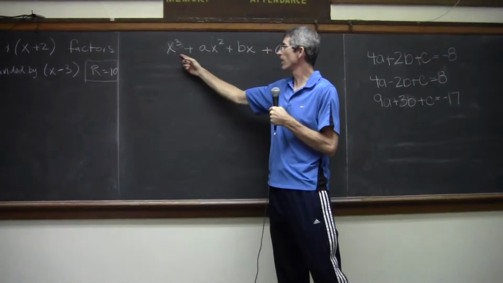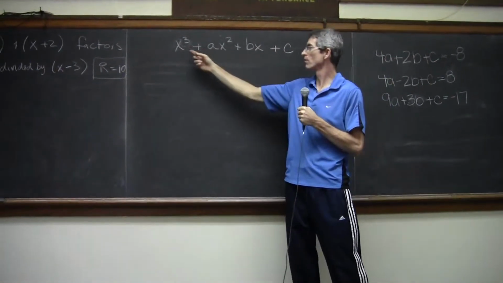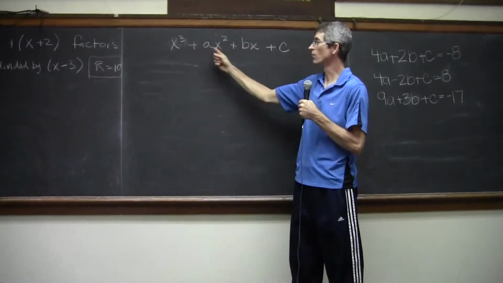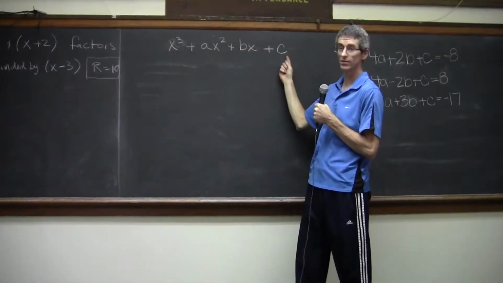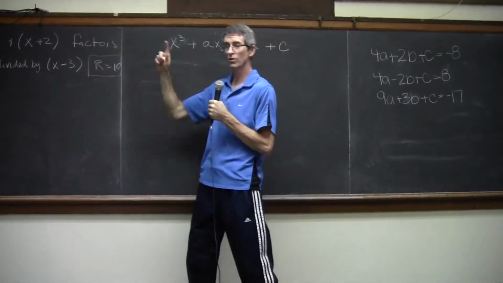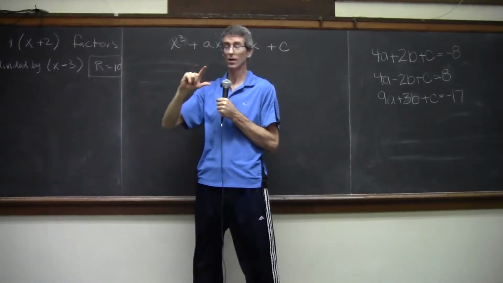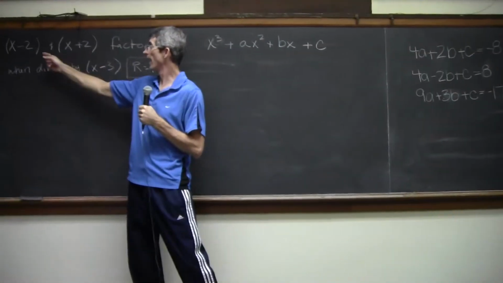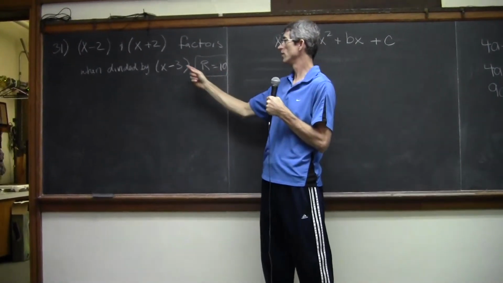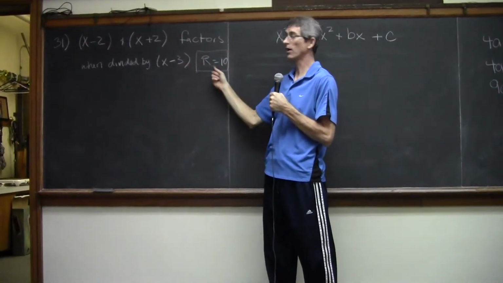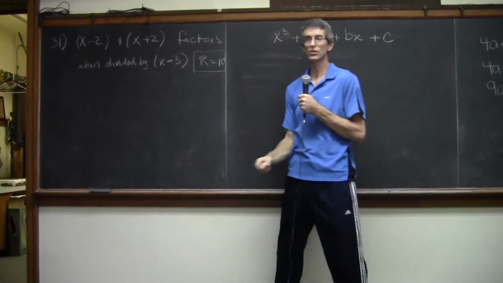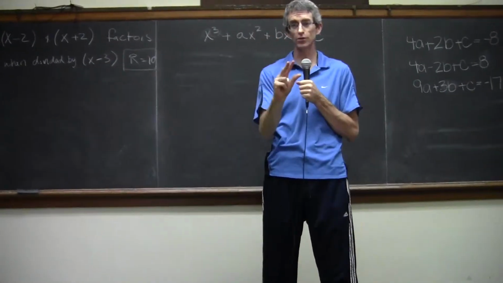So in this problem, we're given a polynomial, and we know the very first coefficient, the leading coefficient, is 1. But after that, we have no idea. It's just a, b, and the constant c. So we have three different variables. And since it's a third order, we know there's going to be three factors. They're telling us that x minus 2 and x plus 2 are two factors. And they're also telling us that when we divide it by x minus 3, we are going to get a remainder of 10. So using these three givens, we should be able to come up with three different equations.